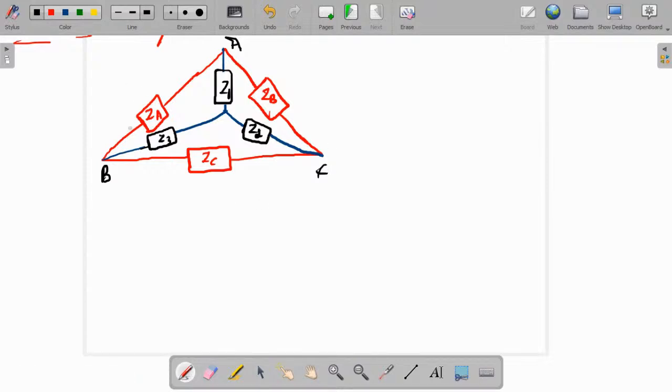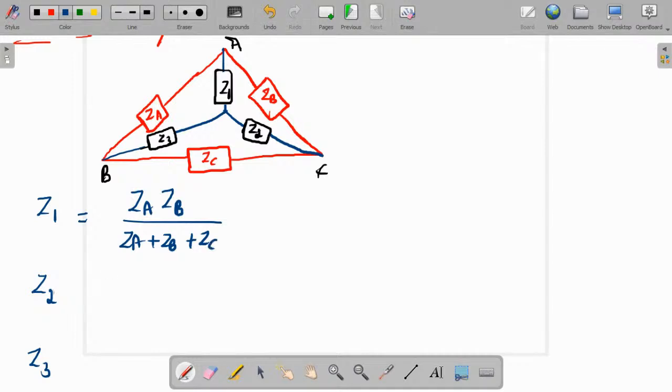Okay, now if you are given a delta network, how to get the star network parameters? So in the star network, what are Z1, Z2 and Z3? What is Z1? What are the branches connected to Z1? We have ZA and ZB. Just multiply them. ZA ZB divided by the sum of all the impedances, ZA plus ZB plus ZC. Easy to remember the formula.